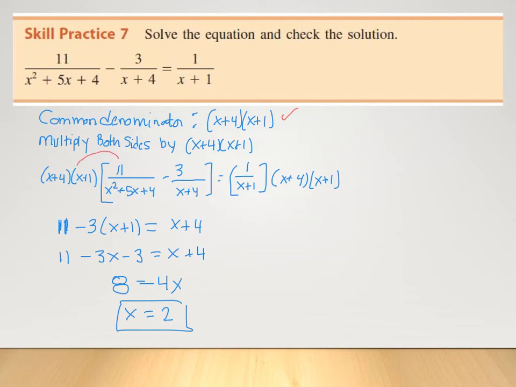And when we do that, of course, the first term, if we multiply through, guess what? We only end up with 11. If we multiply it through the second term, the x plus 4 goes away, and we have a minus 3 times an x plus 1. On the other side of the equation, the right side of the equation, when we multiply these through, the x plus 1's cancel, and we're left with just x plus 4.